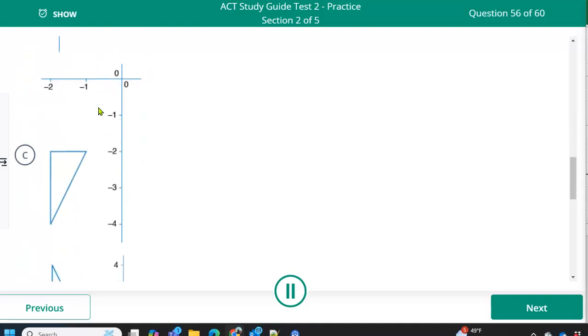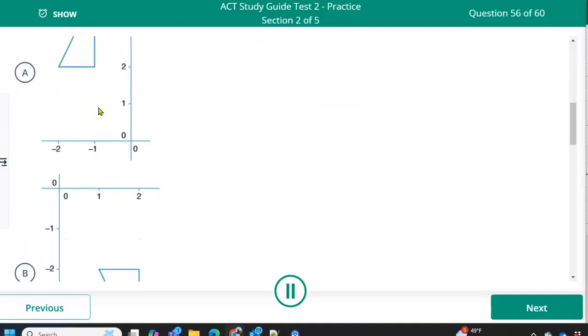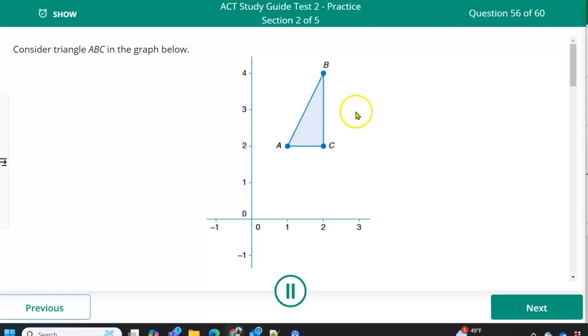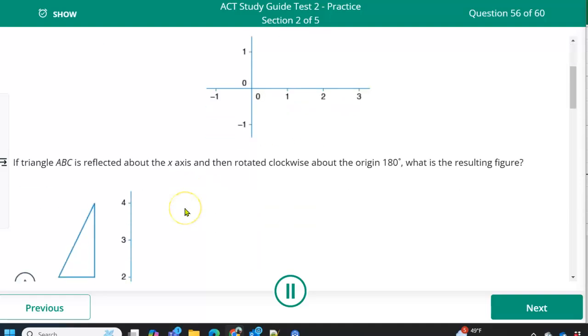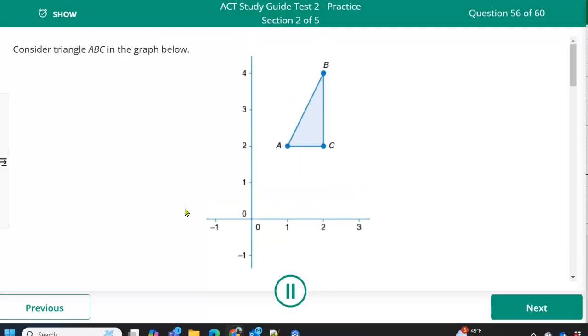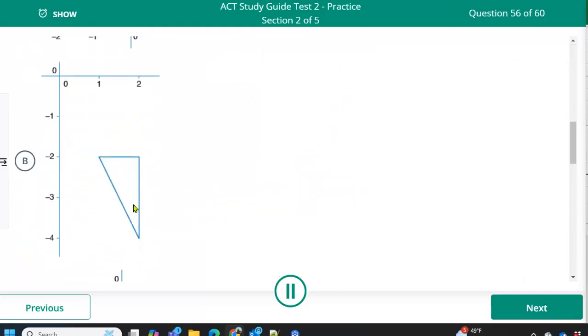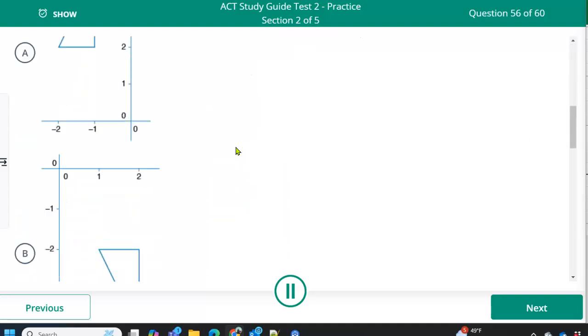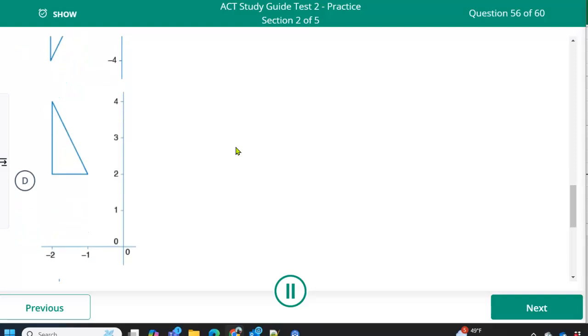That is a possible answer. Actually, this is a good example here. If you reflected this over the x-axis, that just means a mirror image with respect to the x-axis. So if you reflected this triangle over the x-axis, it's actually going to look like answer B. Okay. Now, the rest of the question is, what happens if you rotate it 180 degrees around the origin?